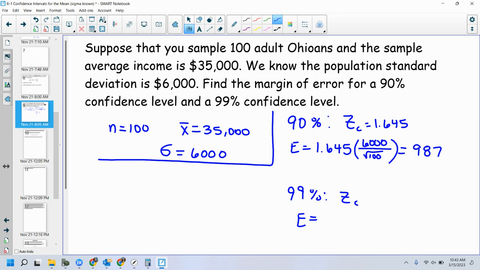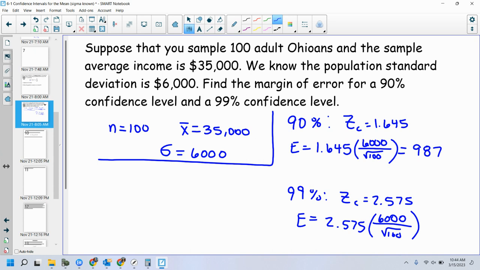All right, so what is ZC in this case? Well, 99%. I go to my table. Oh, it's not on there. Oh, yeah, it is. 2.575. That's just straight off the little table down here. If it's not in that little table, you got to go through that whole process of, like we did on the past test. So our error margin is going to be 2.575 times 6,000 divided by square root of 100.